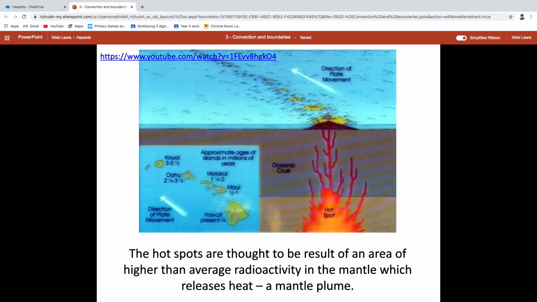This diagram here sort of tries to give you a sense of which direction the Pacific plate is moving in and how old these islands are. Some people find that diagram quite useful.